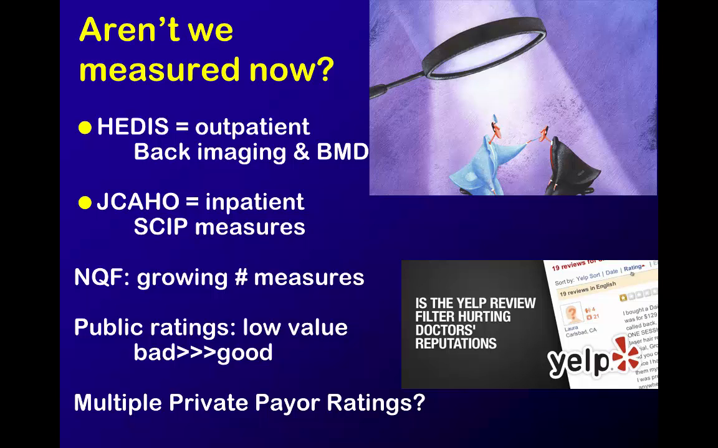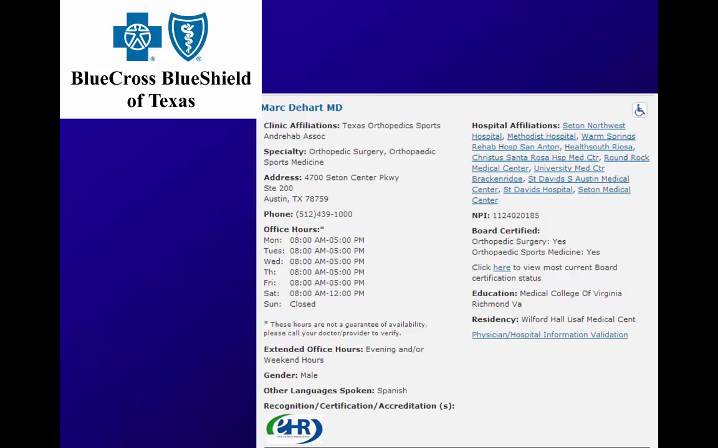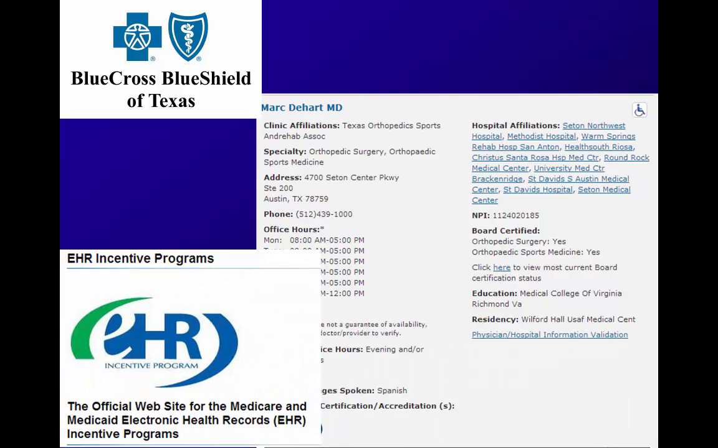Public ratings aren't going away, but most of us realize that a bad negative rating gets a higher priority in the system than the good ratings that our patients might give us. Finally, there's multiple private payer ratings for all the doctors in their system, but it's really hard to make much sense of them. My information on Blue Cross Blue Shield does say that I'm board certified and that I'm in sports medicine, but it doesn't say that I have a fellowship training in hip and knee replacement, and the only recognition it gives is that I have an electronic health record.